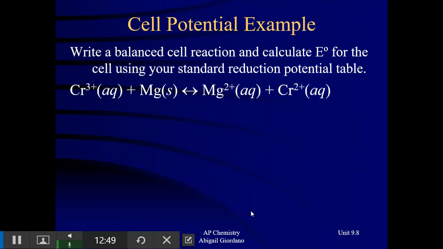So let's look at an example. It says, write a balanced cell reaction and calculate the cell potential for the cell using your standard reduction potential table. You can use the one in the back of your textbook, or if your teacher has provided you with one, you can use that. And you might say, well, wait, aren't you already giving us the balanced cell reaction? And no, I'm not. This is what I would call a skeleton equation. It might look balanced, it's not actually charge balanced.